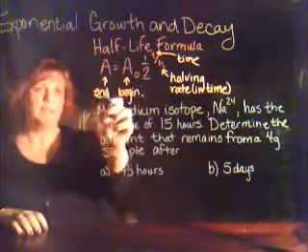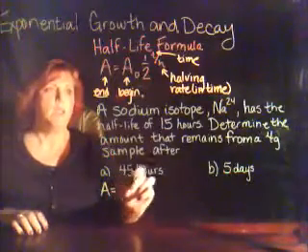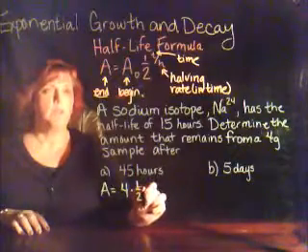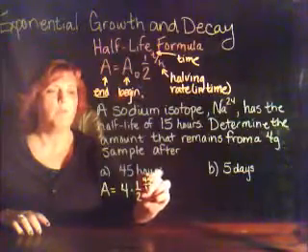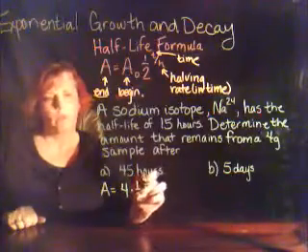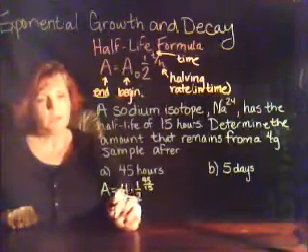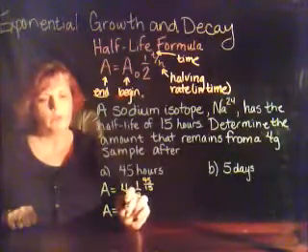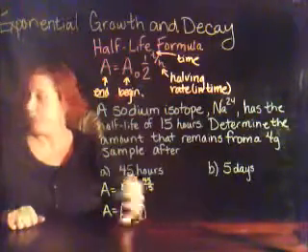I want to know the end. That's what they're asking. And so I'm just going to go A equals, and our beginning is 4 grams. And I'm multiplying that by 1/2, and our time is going to be 45 hours. We're dividing that by the halving, which is 15 hours. So this will be 3, so 1/2 to the third. You can put that into your calculator. And our ending one will be 0.5 grams in just 45 hours.